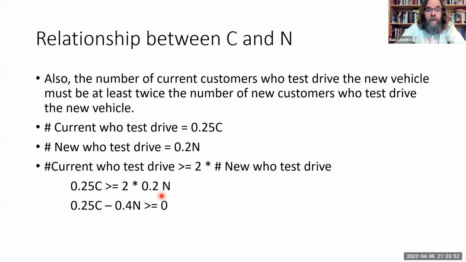Hopefully that makes sense. Now I'm going to simplify that, multiply that out. And then in order to have our linear program in standard form, we want to have all the variables over on the left-hand side of the inequality. So I'll write it as 0.25C minus 0.4N needs to be greater than or equal to 0. So that's our last constraint. That provides us the ratio that we were looking for between the two.